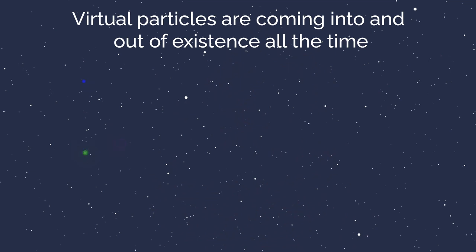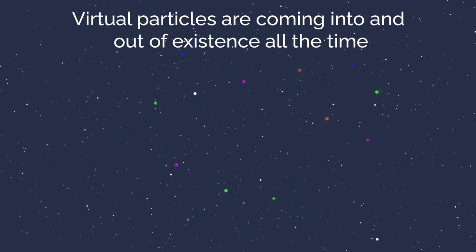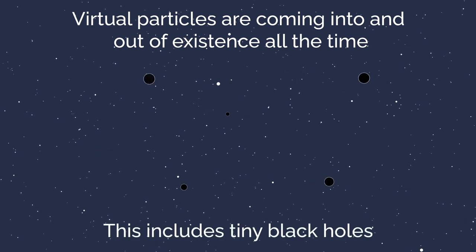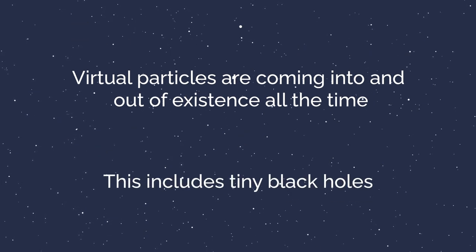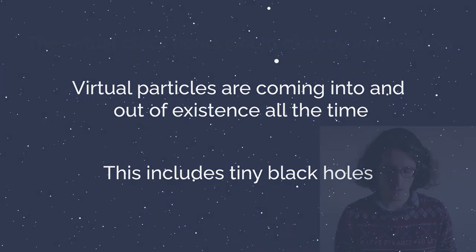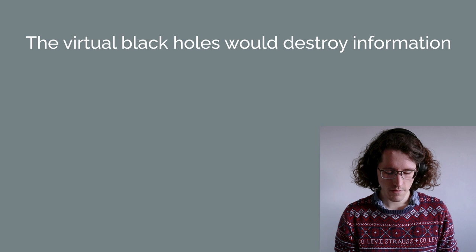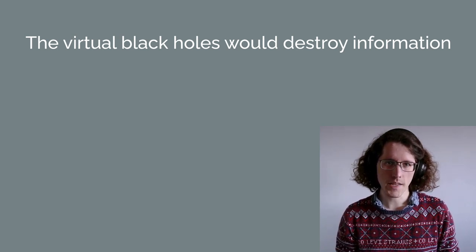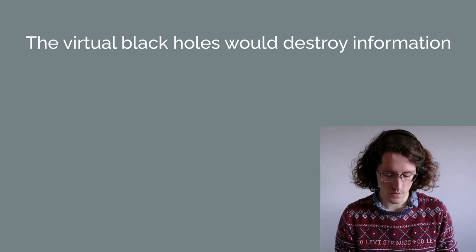However, there are more absolute reasons to reject this possibility. For example, one consequence of quantum mechanics is that all kinds of tiny particles and objects are constantly coming into and out of existence, and this includes black holes. These objects are called virtual because they live for such a short period of time. If all of these tiny virtual black holes were to destroy information when they disappear, this would mean that information is lost at a steady rate everywhere in space, all the time.